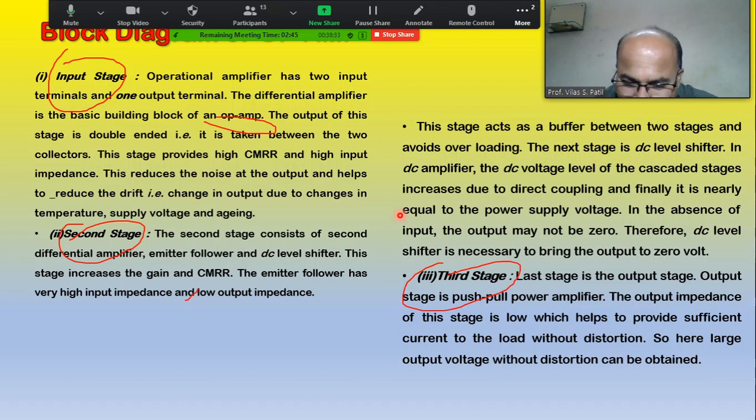And such an application will be known as a push-pull power amplifier. It means that the output stage will work like a power amplifier, like a switch of push and pull. And the output impedance of this stage is very low. We know that in the case of an operational amplifier, the output stage has a low output impedance, and it will provide sufficient current to the load without distortion.